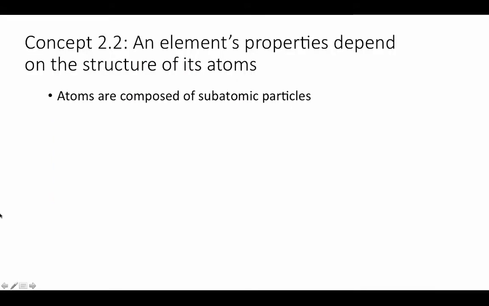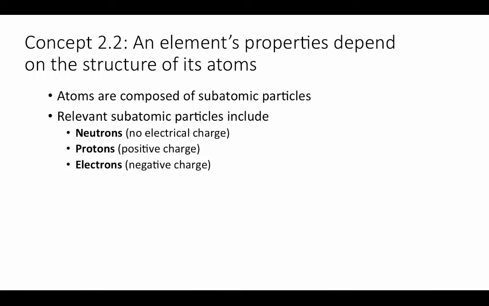So what determines the properties of an element? The properties of an element are determined by the structure of its atoms. So let's take a look at how atoms are put together. Atoms are composed of subatomic particles. There are lots of different kinds, as we know now, but the ones that we're going to be dealing with in this discussion are neutrons, which have mass but no electrical charge, protons, which have mass and a positive charge, and electrons, which are matter. They have some mass, but their mass is negligible, and they have a negative charge. So the neutrons and the protons form the atomic nucleus. They're going to stay in a central location.